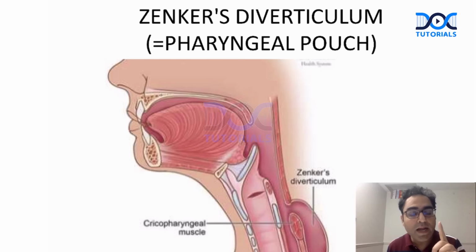Once again, Killian Dehiscence is in which muscle? Inferior constrictor muscle, between the fibers of thyropharyngeus and cricopharyngeus. Killian Dehiscence does not have any muscular coat. It's a weak area of the pharynx. Therefore, it is the site of formation of Zenker diverticulum, or pharyngeal pouch.